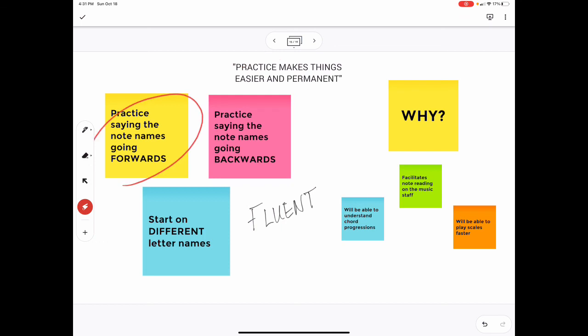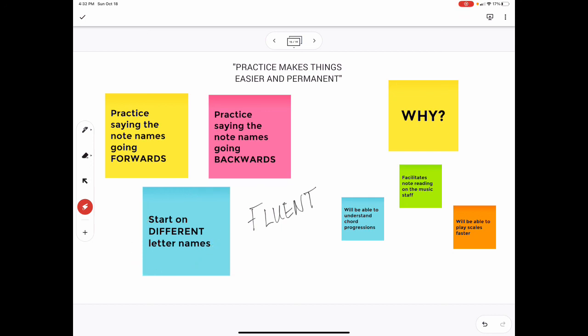So practice saying the note names going forwards, starting on different letter names. Start on A, start on B, start on C. Go through all 7 of them. Then this one might be easy, but I think the challenging one would be the one going backwards. Practice saying the note names going backwards. G, F, E, D, C, B, A. Now start on C. C, B, A, G, F, E, D. And that is your goal, is to get fluent saying the note names going backwards or forwards and then starting on different letter names.